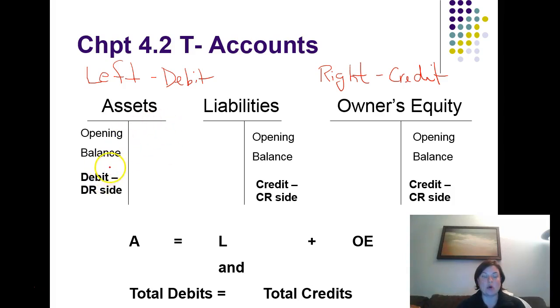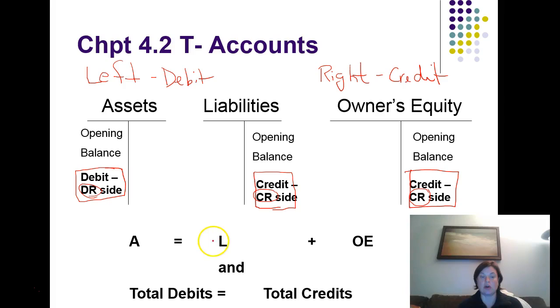So assets opening balance is on the debit side of the T account, and the short form for debit is DR. So we can write DR for debit. Liabilities, the opening balance is on the right side, or the credit side, and credit's short form is CR. And that is also the same for owner's equity. So credit is the opening balance for owner's equity as well.